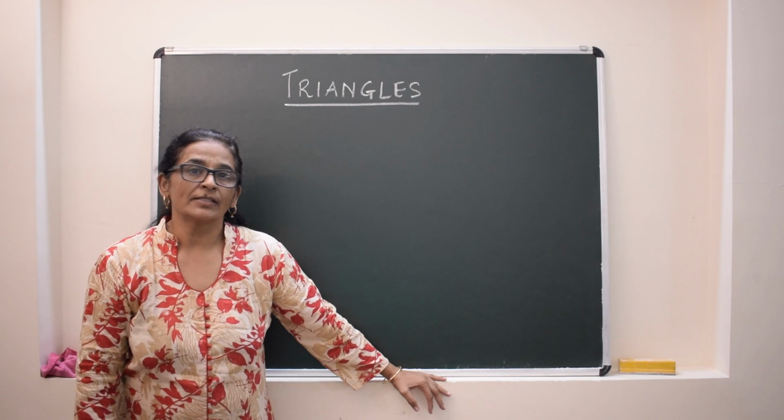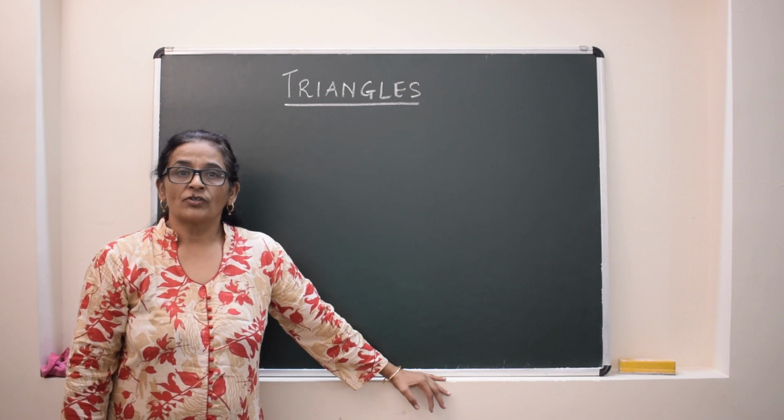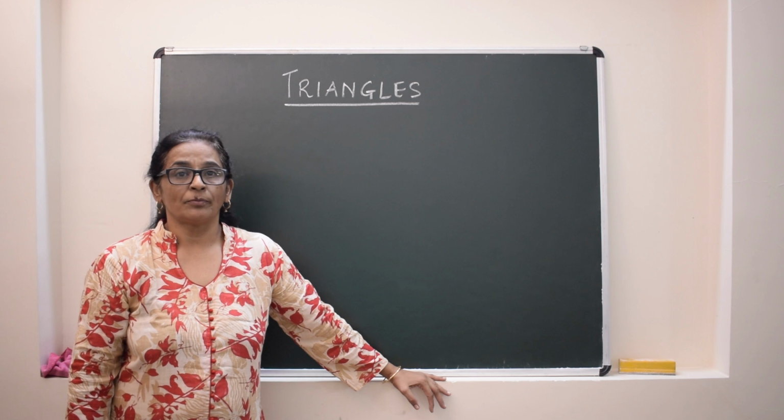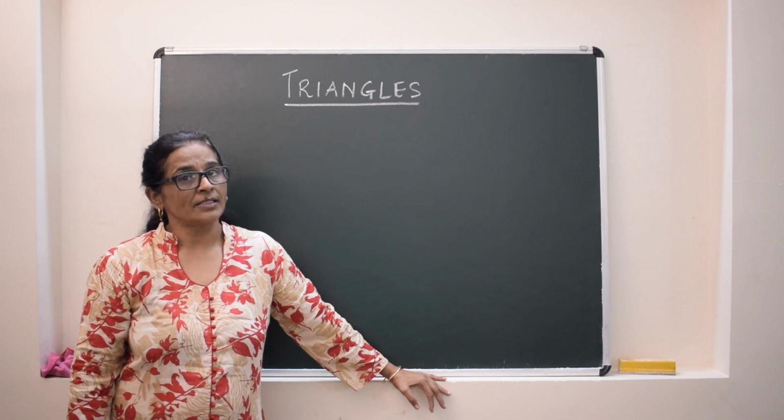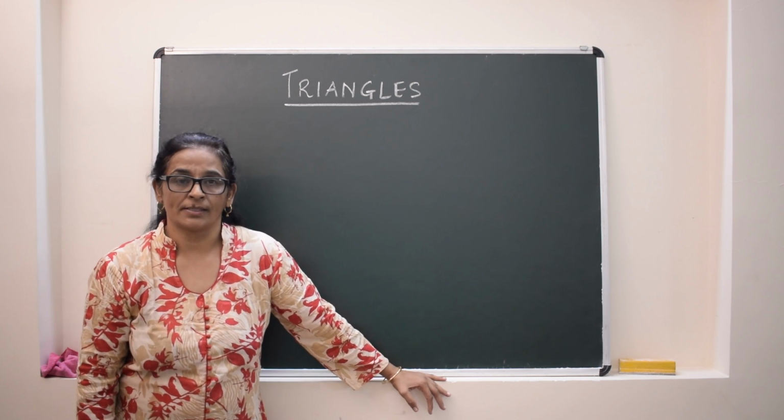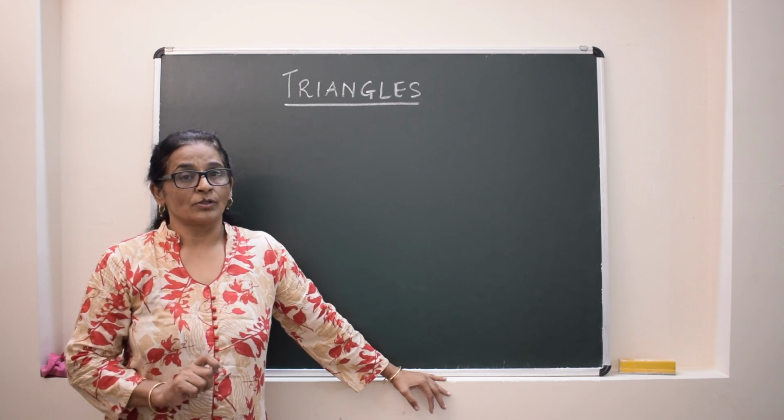In this lecture, we will discuss triangles. A triangle is a closed figure made up of three intersecting lines. It has three sides and three vertices. Three angles are also inside that.